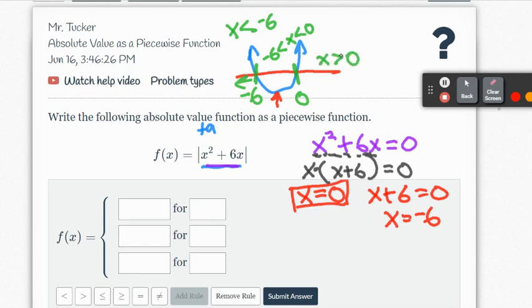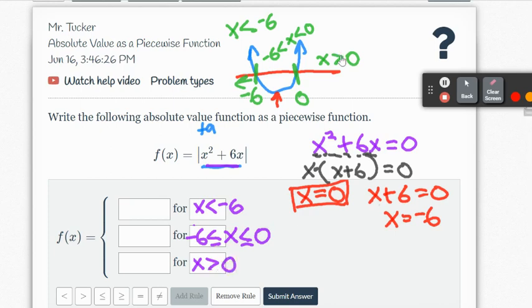I just have to make sure that I put some equivalency statements in there. X less than or equal to -6. Sorry, I meant to say the 0 there, and then on this side, the -6. Geez, I'm going to erase that. -6 less than or equal to x, and then less than or equal to 0, which leaves me x is bigger than 0 for the last rule.